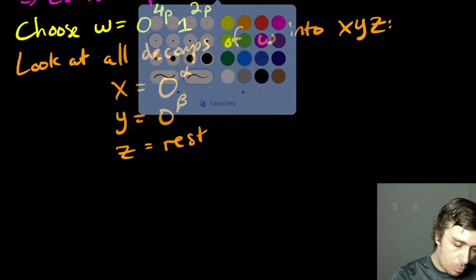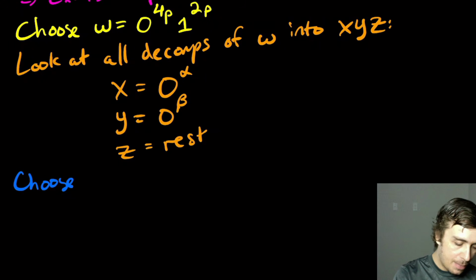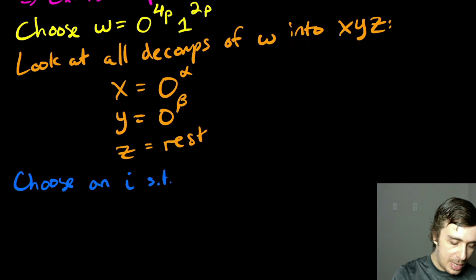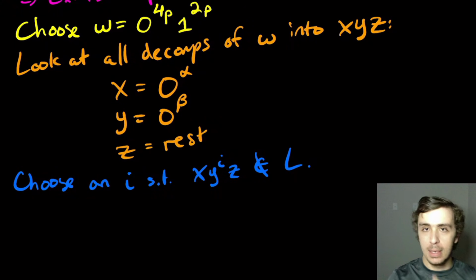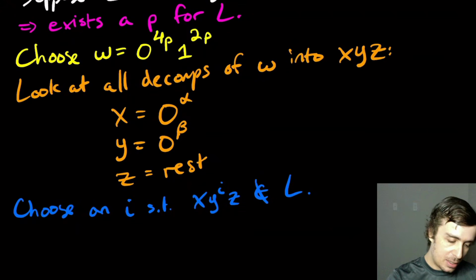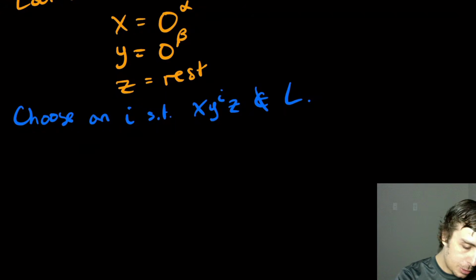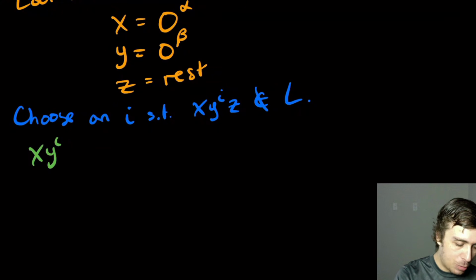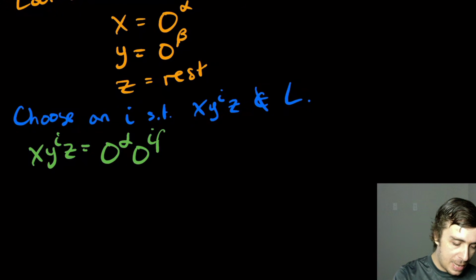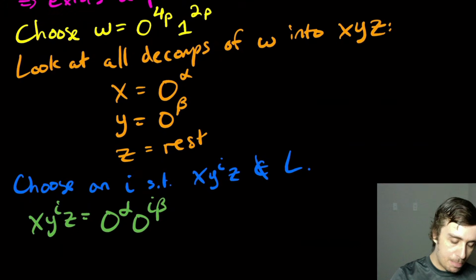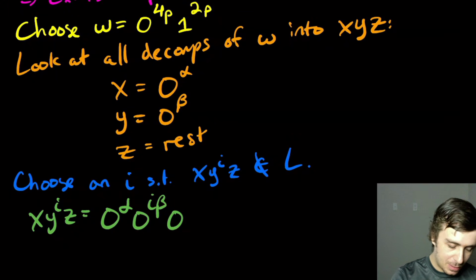Then we need to choose an i such that x y^i z is not in L. Well, it's pretty clear. Actually, no, it's not so clear. We've got to pick an i for which the string is not in the language. So let's look at this string x y^i z. That's 0^alpha, 0^(i beta), and I'm going to put down what z actually would have been. It would be 0^(4P minus alpha minus i beta), because 4P is what we started with.